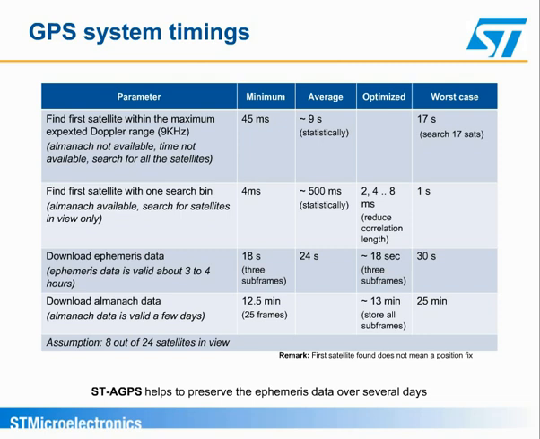In real life, this does not happen very often, as the almanac data is valid for several days and is stored in the system. Assuming the almanac data and the time are available, the system only needs to download the ephemeris data. This is called a warm start. The time to first fix for a warm start is in the range of 30 to 40 seconds. Also, for this case, there is a workaround called assisted GPS.